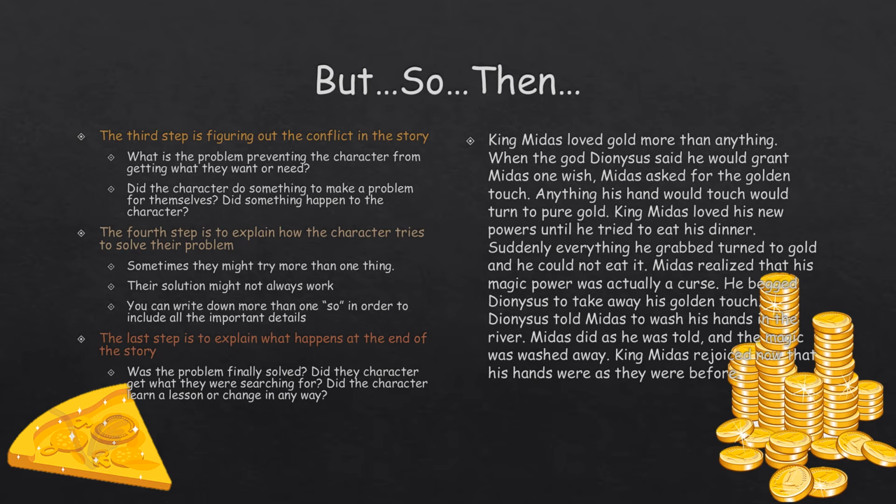How does the story end? Does the character get what they wanted or needed? If they didn't, did they at least learn something or change in any way? You want to finish off the summary with any last details that tell us what happened to the character.